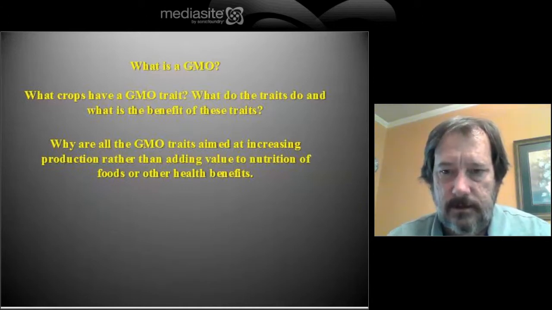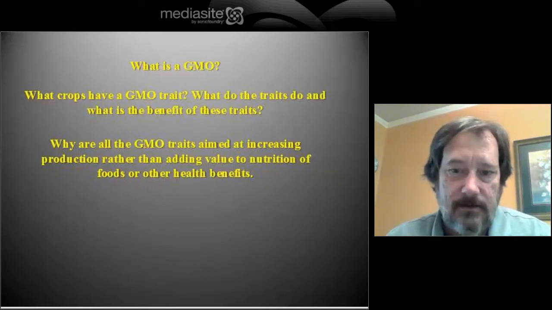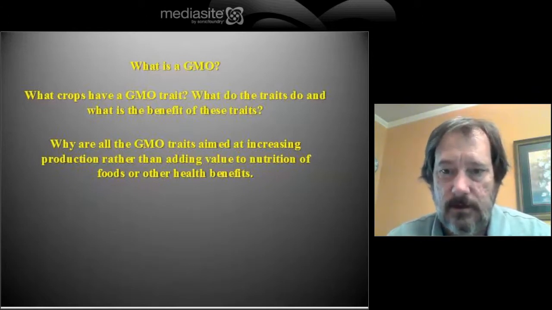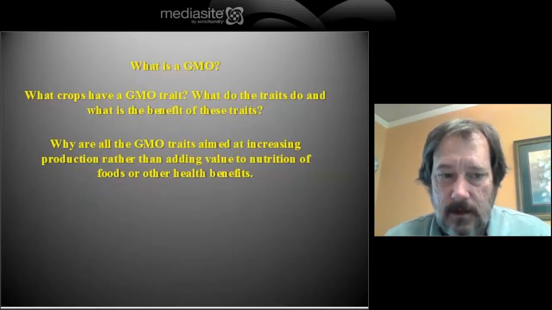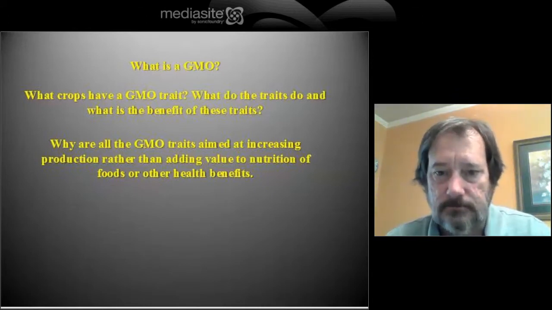So here are a couple questions we've had. What crops have a GMO trait? What do the traits do? And who benefits from those traits? And a related question, why are all the GMO traits aimed at increasing production rather than adding value to nutrition of foods or other health benefits? So we'll explore that as we go through this slide set.